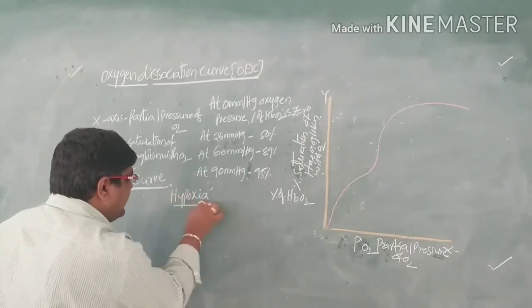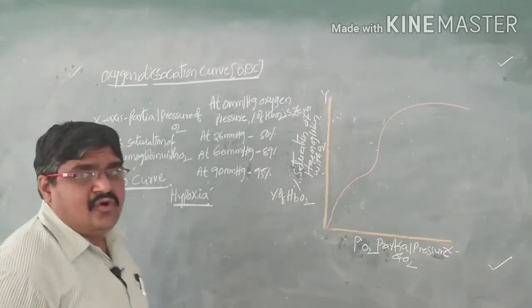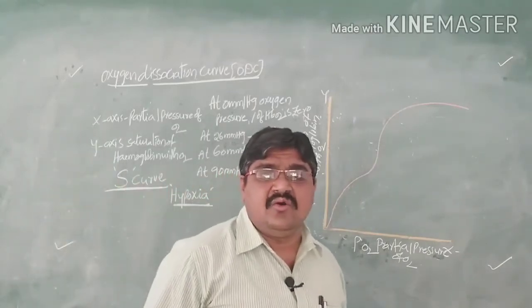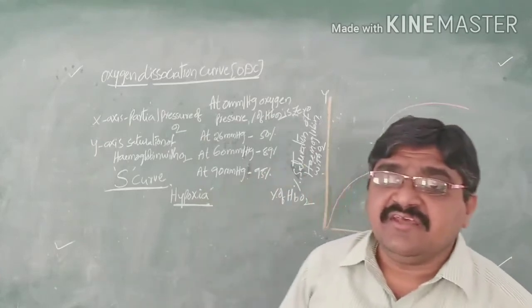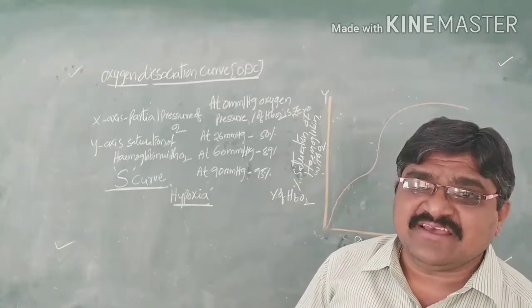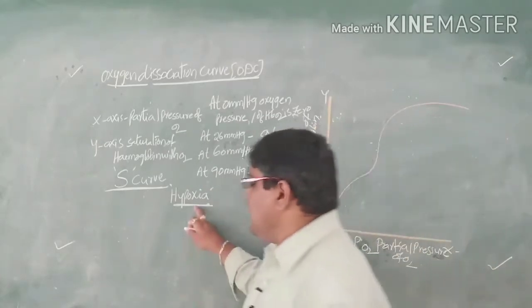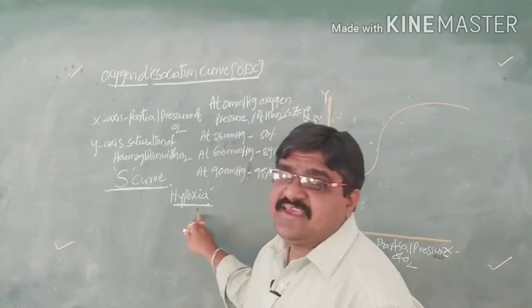Hypoxia means: hypo means low, oxia means oxygen. So a low amount of oxygen, that means a deficiency of oxygen is taking place. This condition we can call a hypoxia condition.